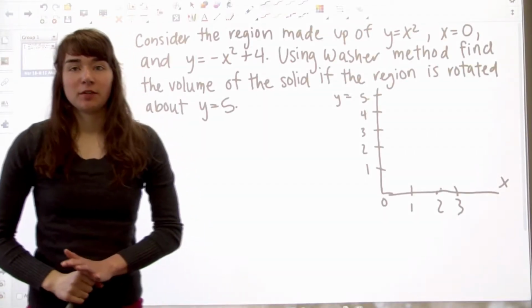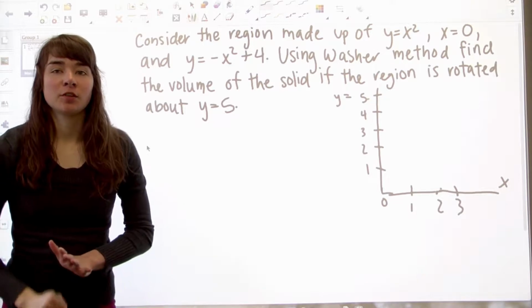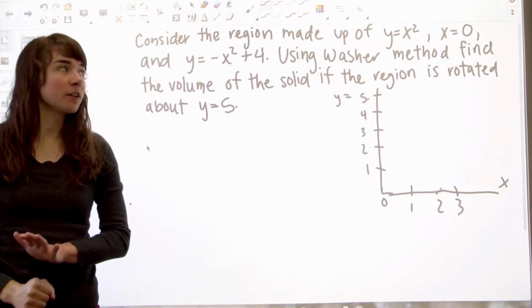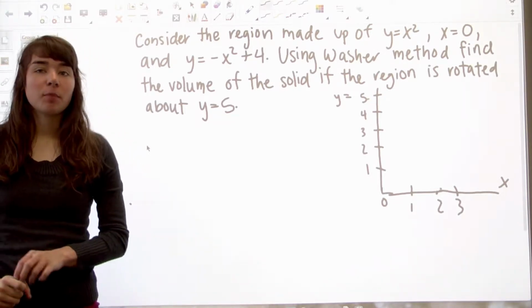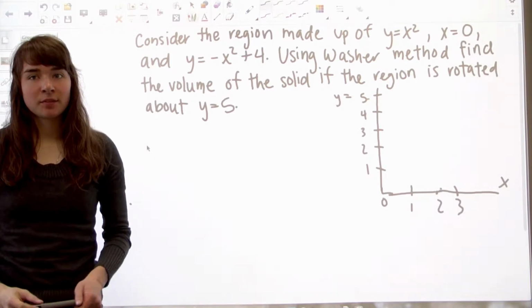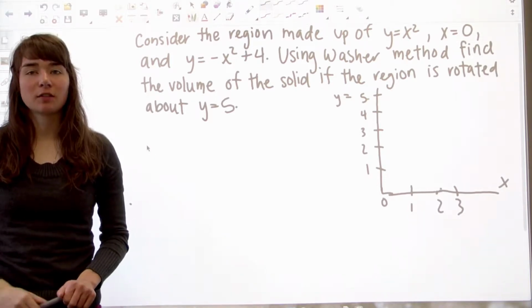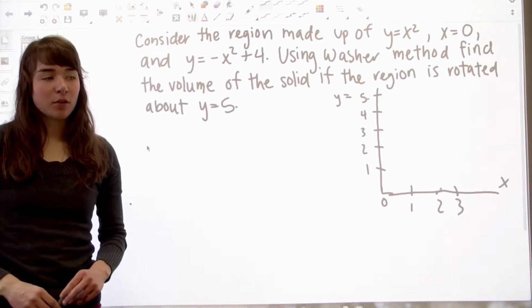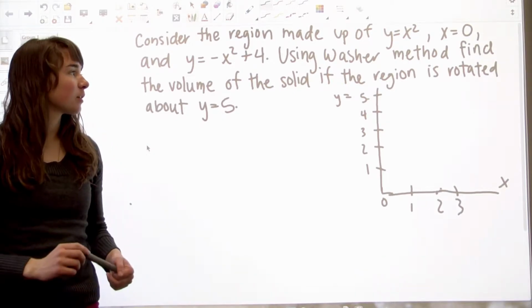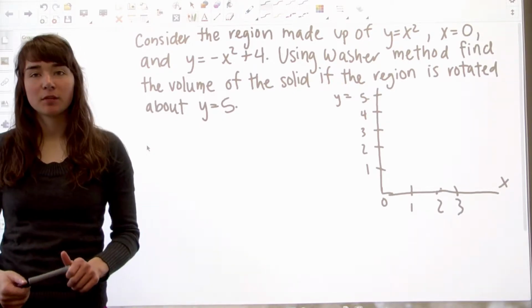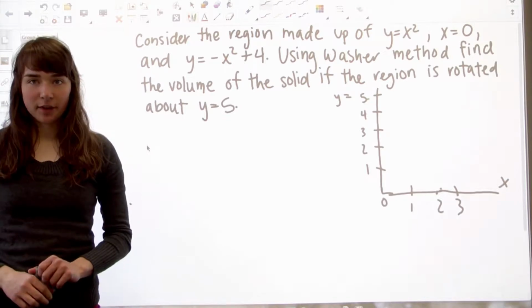This week we're going to be doing volumes of revolution using the washer method. So the question is, consider the region made up of y equals x squared, x equals 0, and y equals negative x squared plus 4. Find the volume of the solid using washer method if the region is rotated about y equals 5.